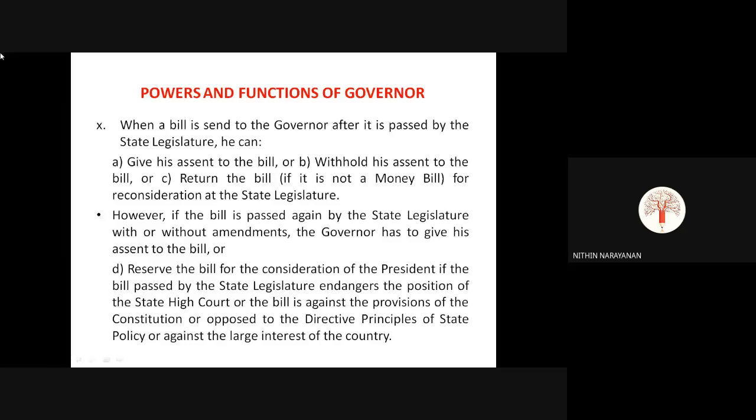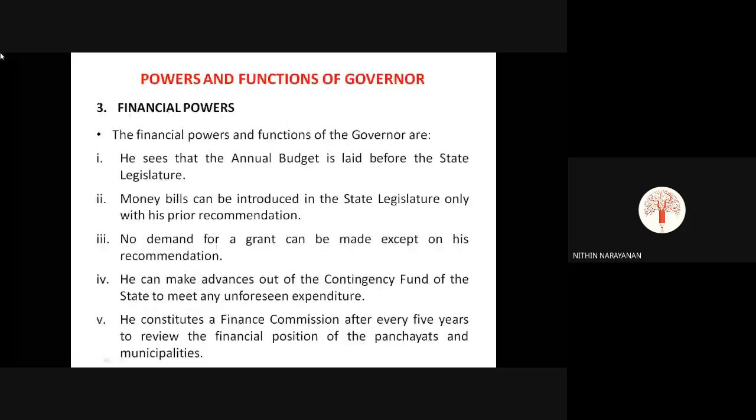അതിന് വേണ്ടിയിട്ട് ഇത് റിസർവ് ചെയ്ത് വെക്കാൻ പറ്റും. അല്ലെങ്കിൽ ചിലപ്പോൾ ഇത് അഗെയിൻസ്റ്റ് ഡയറക്റ്റ് പ്രിൻസിപ്പിൾസ് ഓഫ് സ്റ്റേറ്റ് പോളിസി, DPSP ആയിരിക്കും. സോ അത്തരത്തിലുള്ള കേസിനും he can report it to the president. These are the different legislative powers vested on the governor. Then comes the different financial powers.